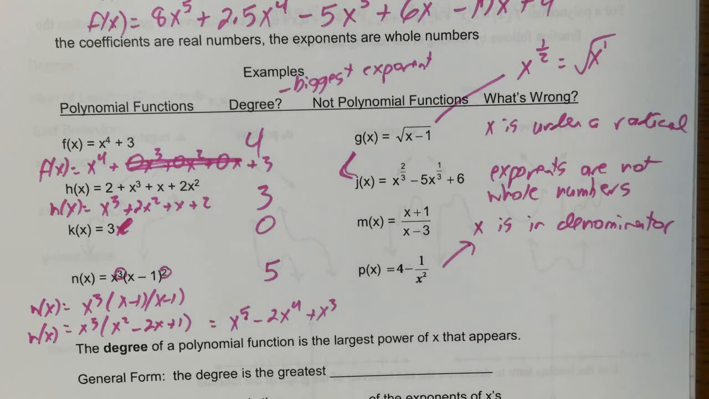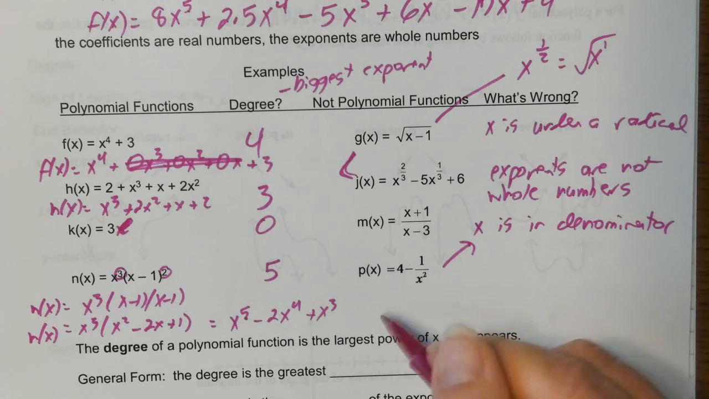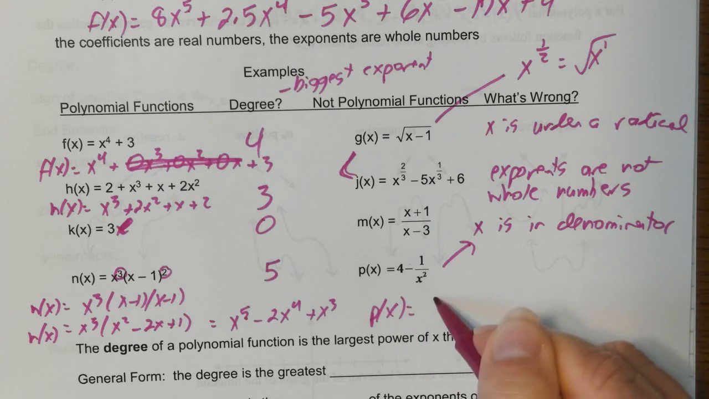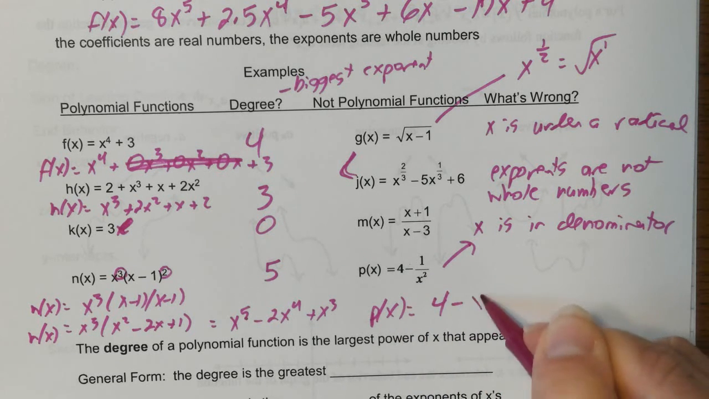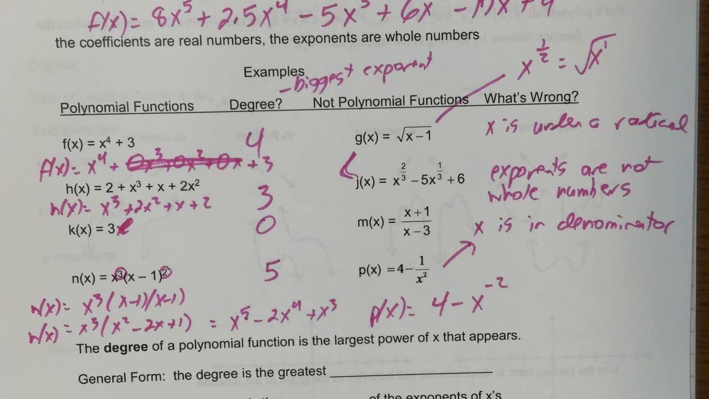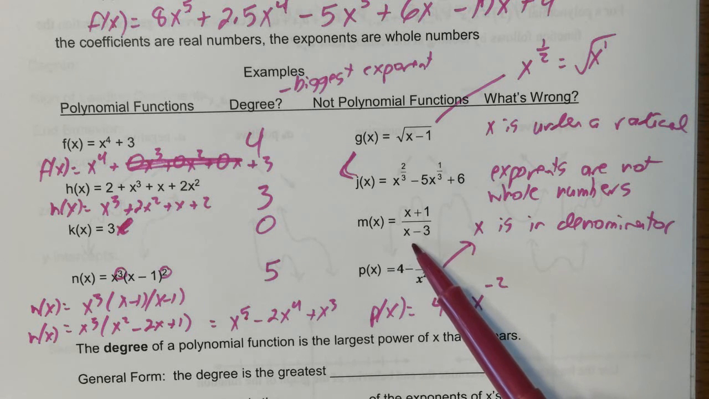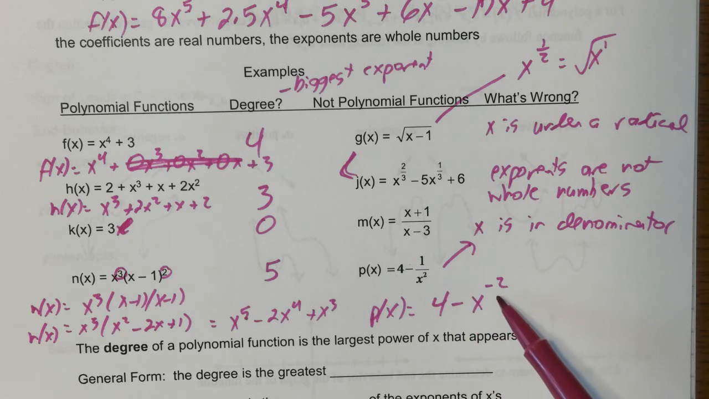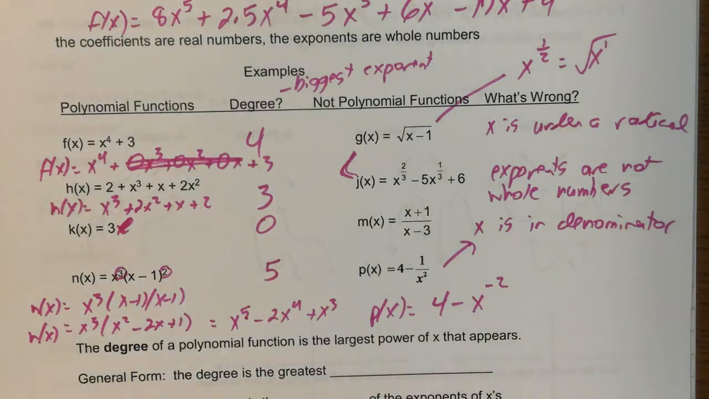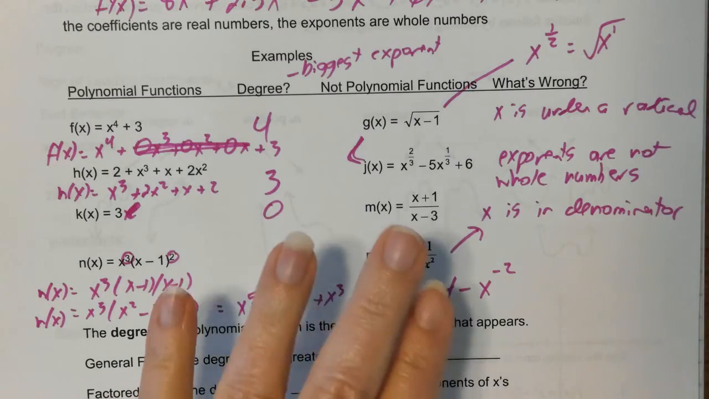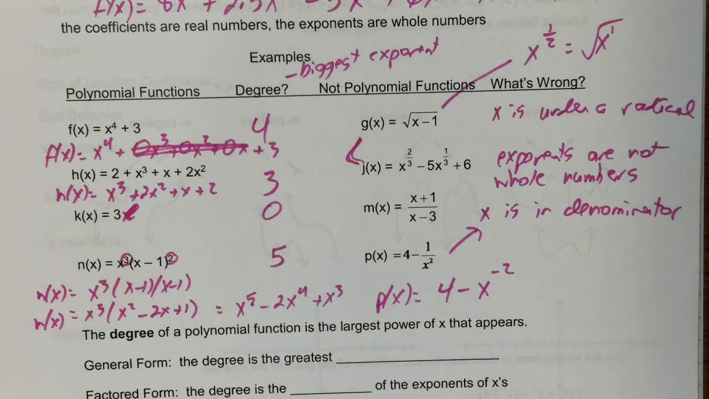Okay. Now, just so you know, I could have written this p of x, I could have called it 4 minus x to the negative 2. If you remember, a negative exponent really means stick it on the bottom. So when we see an x in the denominator, it's really a negative exponent situation. So negative exponents or x in the denominator are really the same thing, and that's why it's not a polynomial function. Okay? All right, so we know how to look at an equation and determine whether or not it's polynomial.